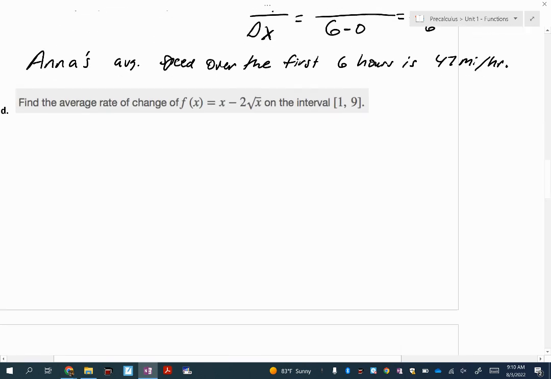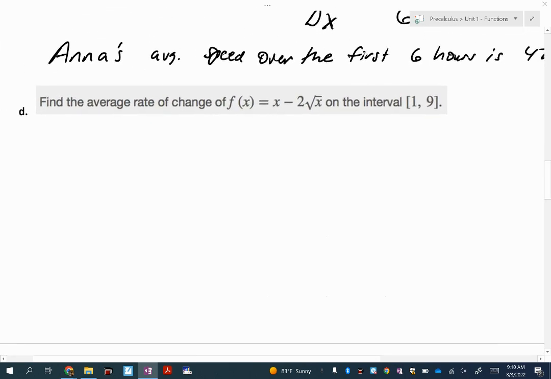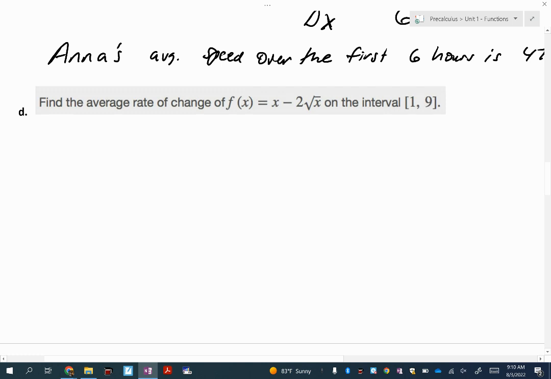All right, let's find an average rate of change when they just give us a function and the interval over which we want to find it. So I'm going to find my points by plugging in 1 to this function. That's 1 minus 2 times the square root of 1. The square root of 1 is 1. 1 times 2 is 2. 1 minus 2 is -1. So my ordered pair here is 1, -1.